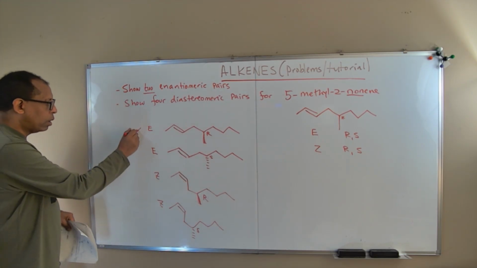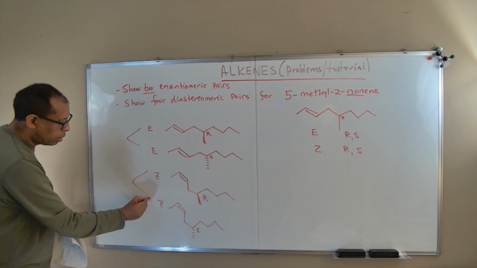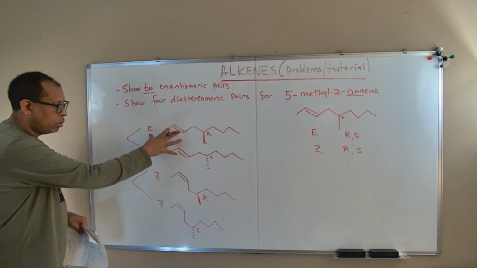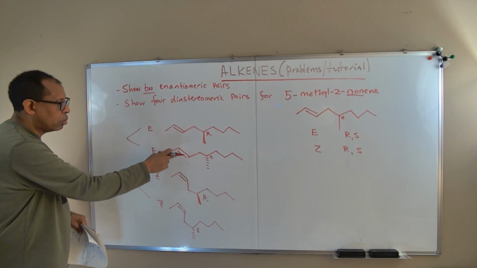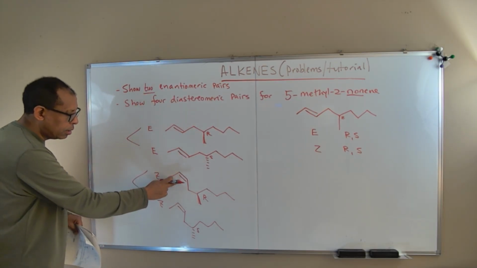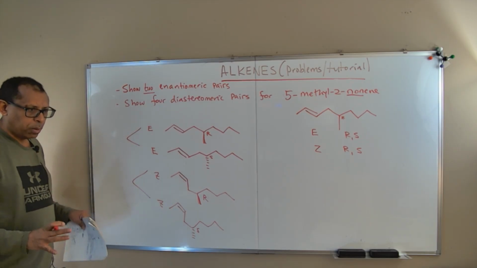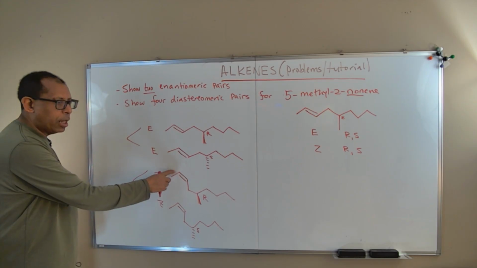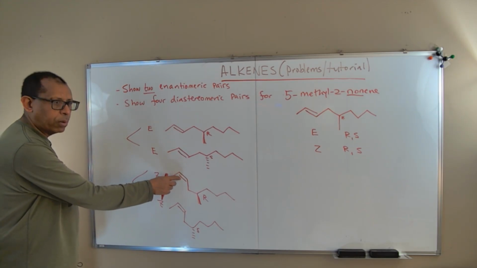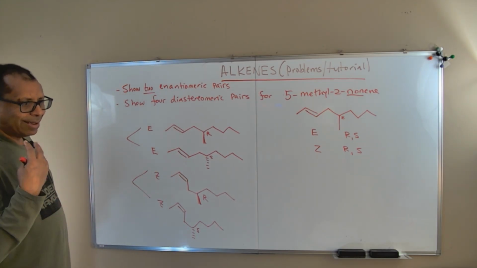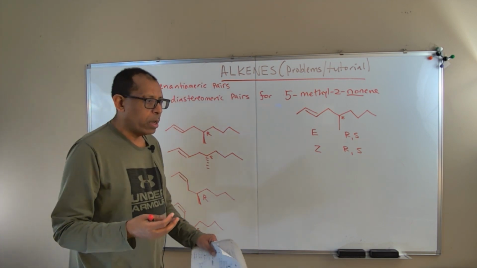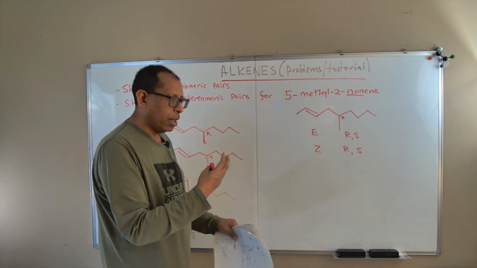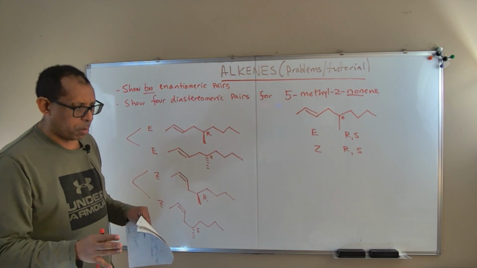So this is one pair, and the relationship between these two pairs is enantiomeric. These are also enantiomeric. So there is no enantiomeric relationship for the alkene. The alkene is a stereoisomer where the cis, the E and Z are called diastereomers.